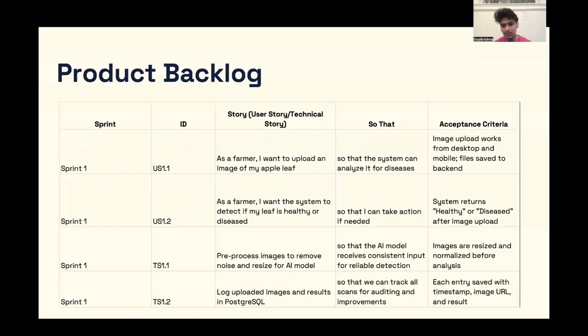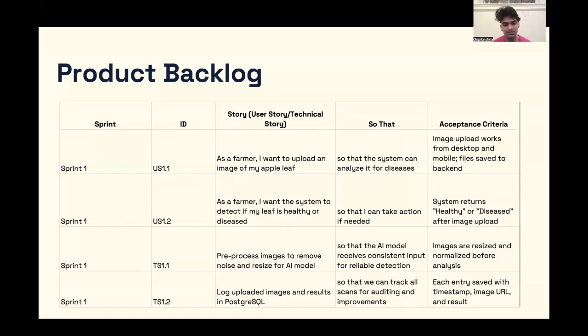So here is the product backlog. In Sprint 1, we built the foundation for disease detection. We focused on providing farmers with basic yet essential tools for disease detection. Farmers can easily upload images of the leaves from either their desktop or mobile devices. These images are securely stored in the backend, ensuring accessibility and reliability.